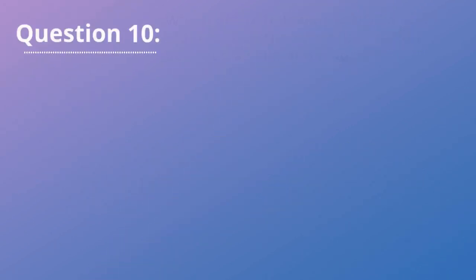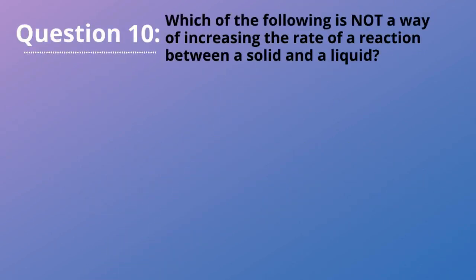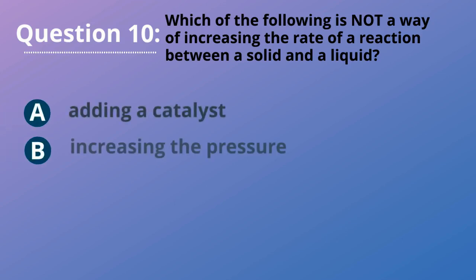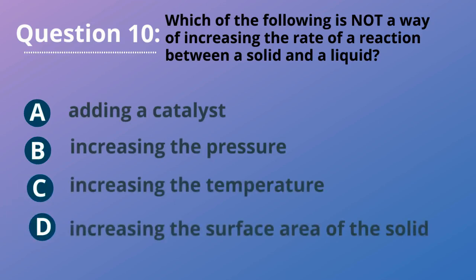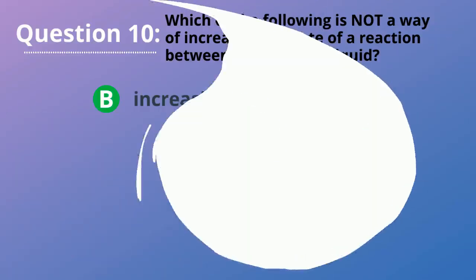Question 10. Which of the following is not a way of increasing the rate of a reaction between a solid and a liquid? A. Adding a catalyst. B. Increasing the pressure. C. Increasing the temperature. Or D. Increasing the surface area of the solid. The correct answer is B.